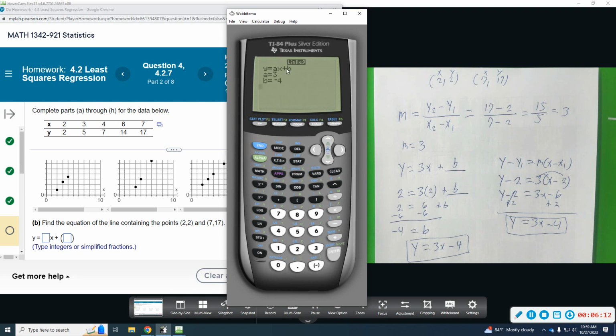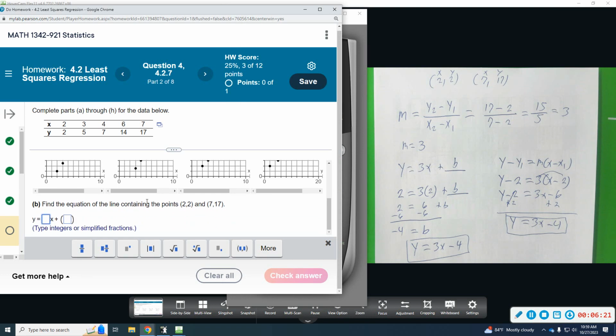And it shows me here's the slope equation. A is 3, which is what we got, the slope. And then B is negative 4. So there's 3 different ways you can do that. So we get 3 and negative 4.